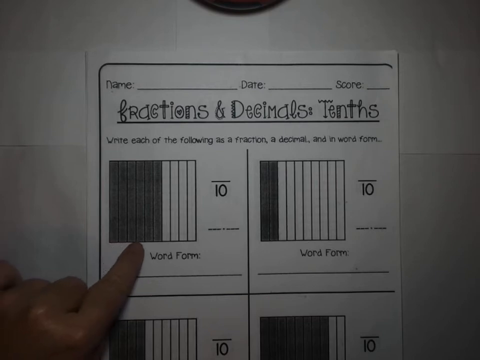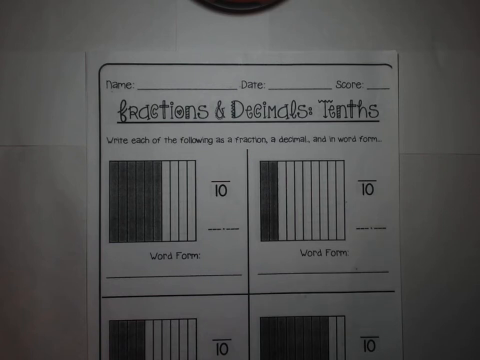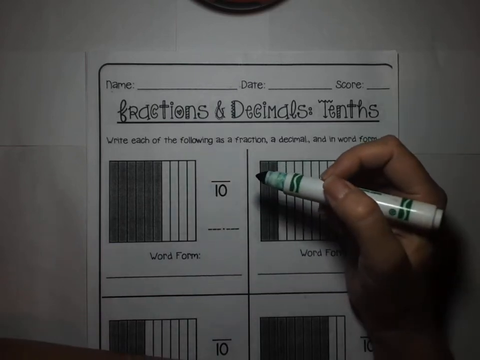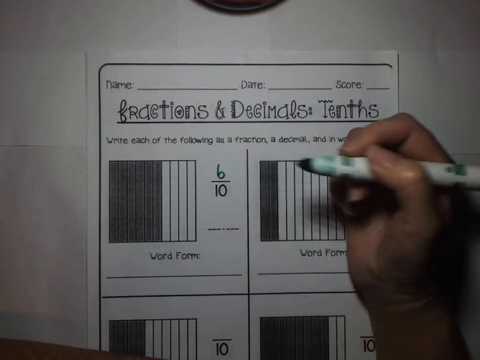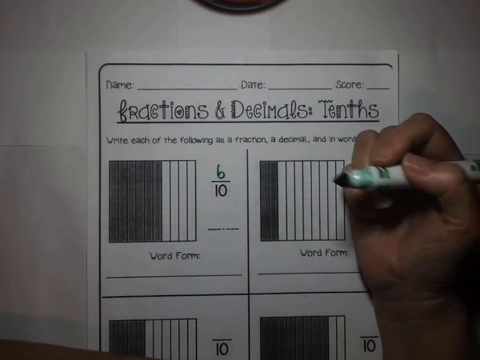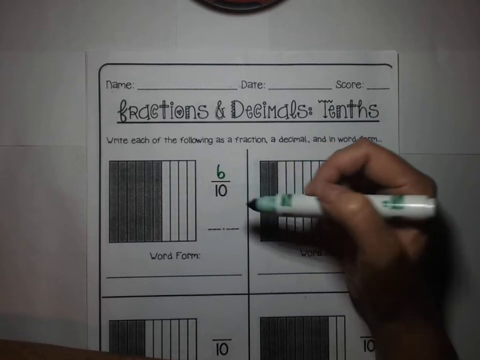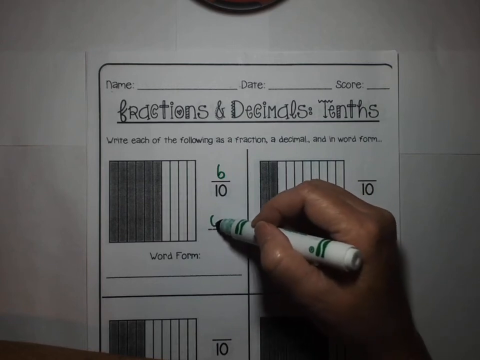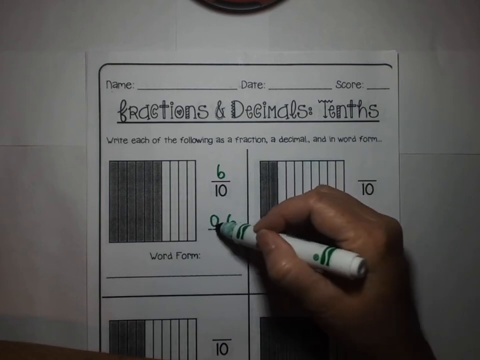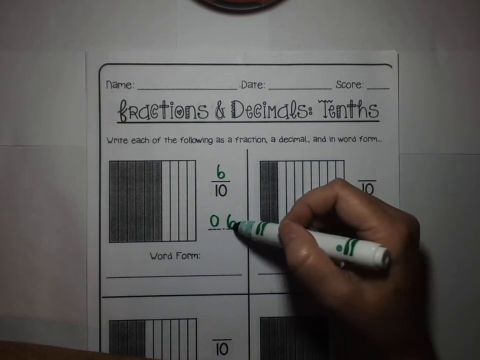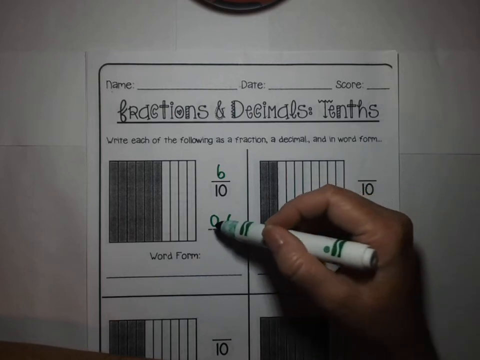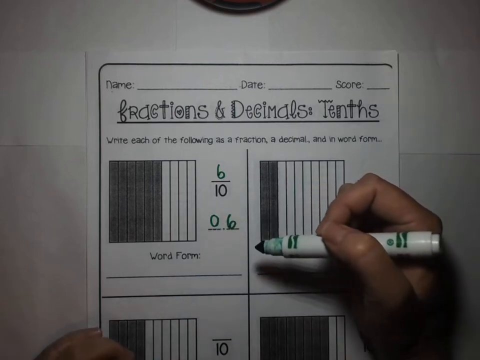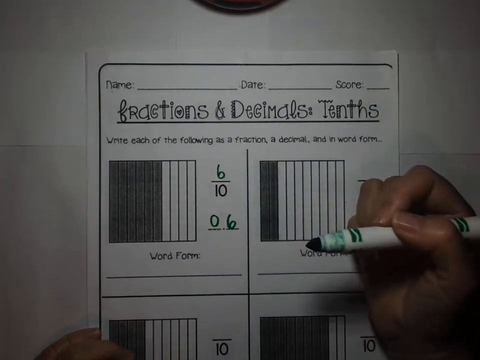So 1, 2, 3, 4, 5, 6 out of 10 are shaded in. So how would we write that as a fraction? 6 out of 10, or 6 tenths. So we say 6 tenths for the fraction, and guess what? That's how you write the decimal. 0.6. So remember, wherever your last digit ends up, this is in the tenths place, so this would be 6 tenths. So you say the fraction and the decimal the same way.